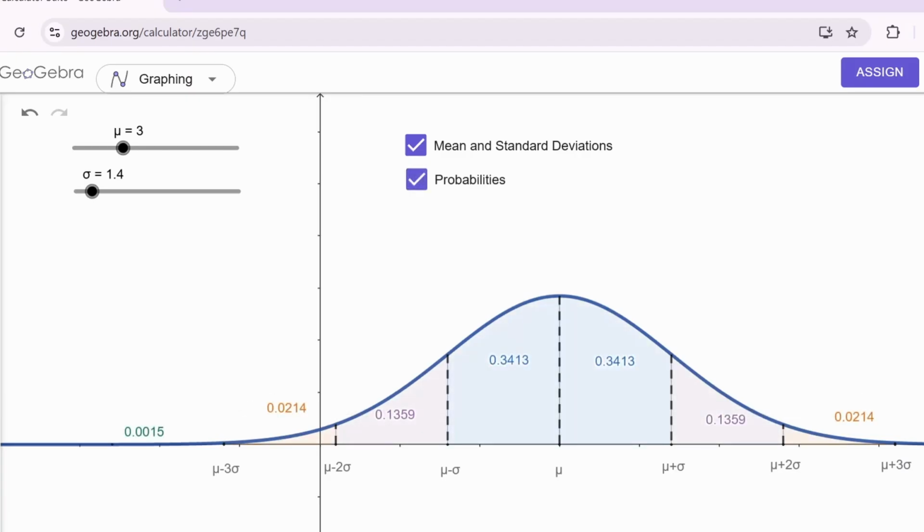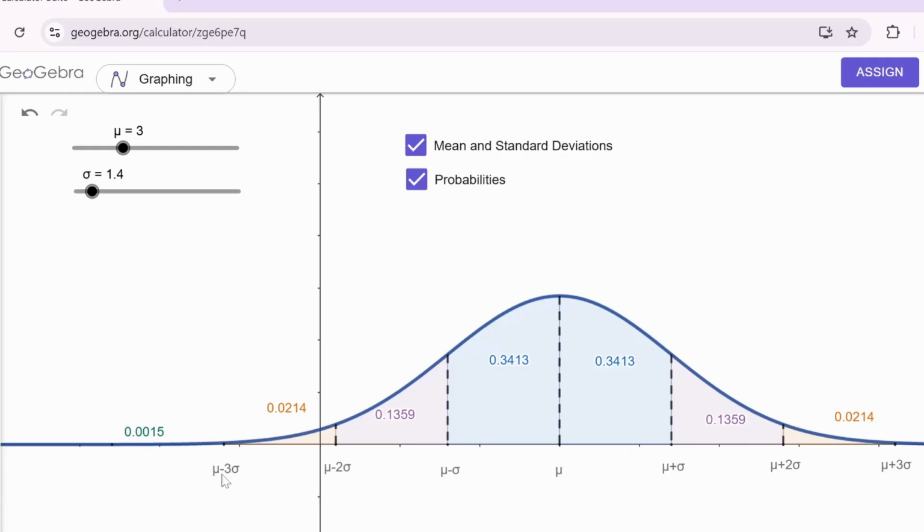Here I have the actual areas, and you can see that between mu minus sigma and mu plus sigma, I have 0.68, so 0.34 and 0.34. Between mu minus 2 sigma and mu minus sigma, I have 0.13, so around 13%. And on the other side, same thing, because this is a symmetrical curve, so everything that happens to the left of mu happens to the right.